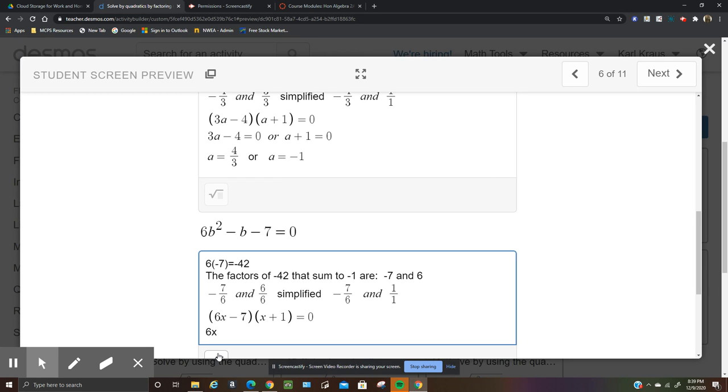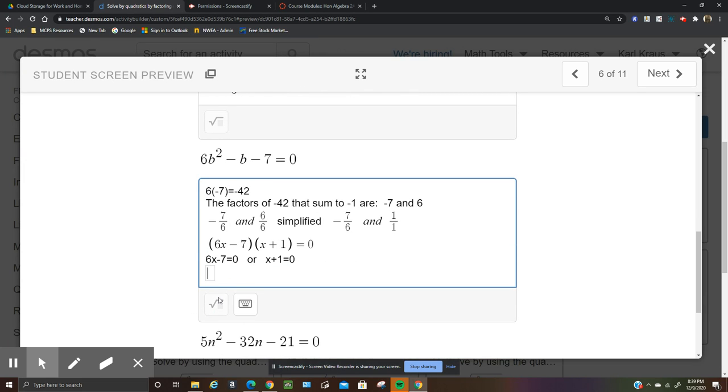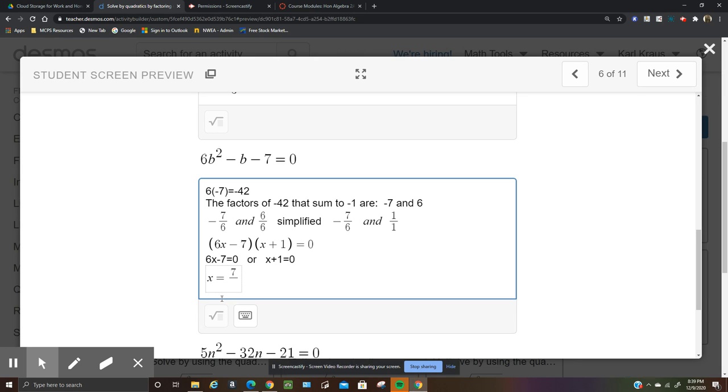So 6x minus 7 equals 0, or x plus 1 equals 0. I get 7/6 or negative 1. And notice that's the opposite of these two fractions right here.